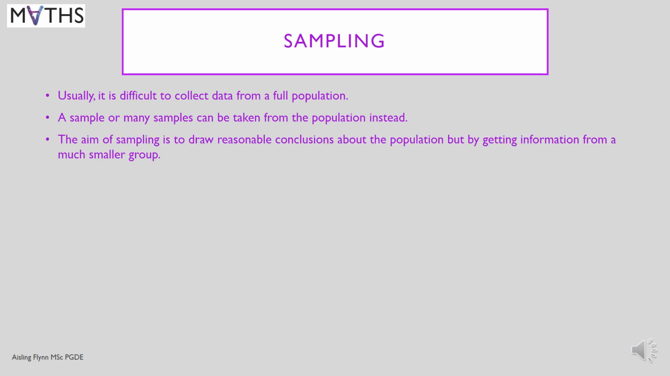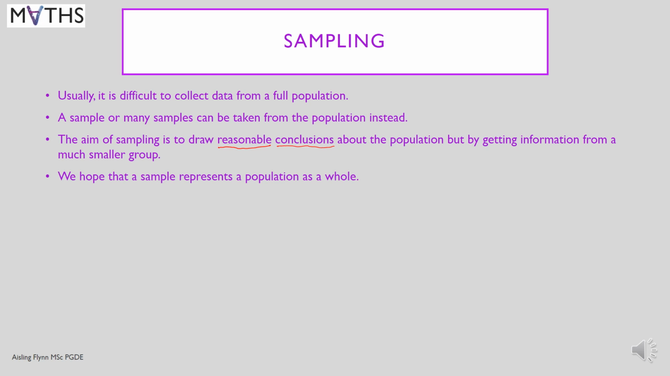The aim of sampling is to draw reasonable conclusions. So if the microchips chosen are fine, there's no faults in them, and they're pretty reliable, then we can conclude that all the other ones that weren't tested should be fine also. And if you can take a sample of people and get some answers from them, then you can say the rest of the population would be similar to them.